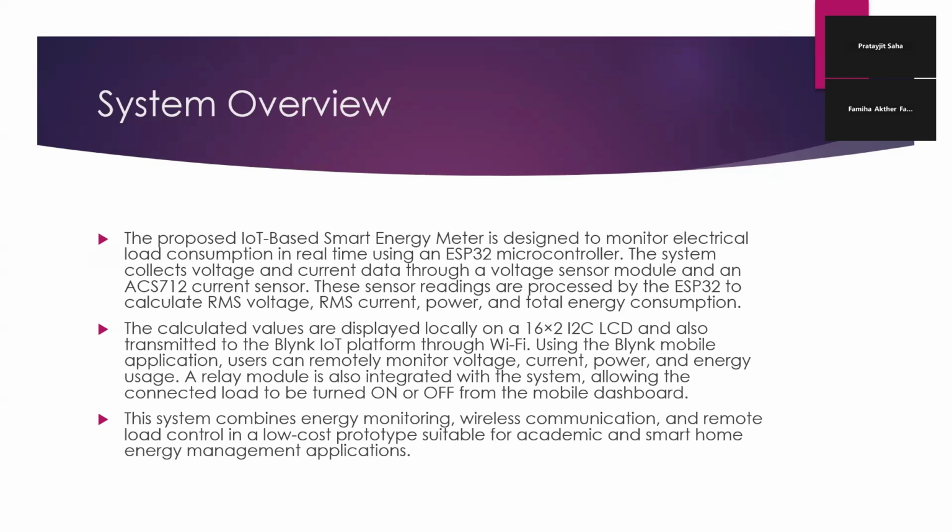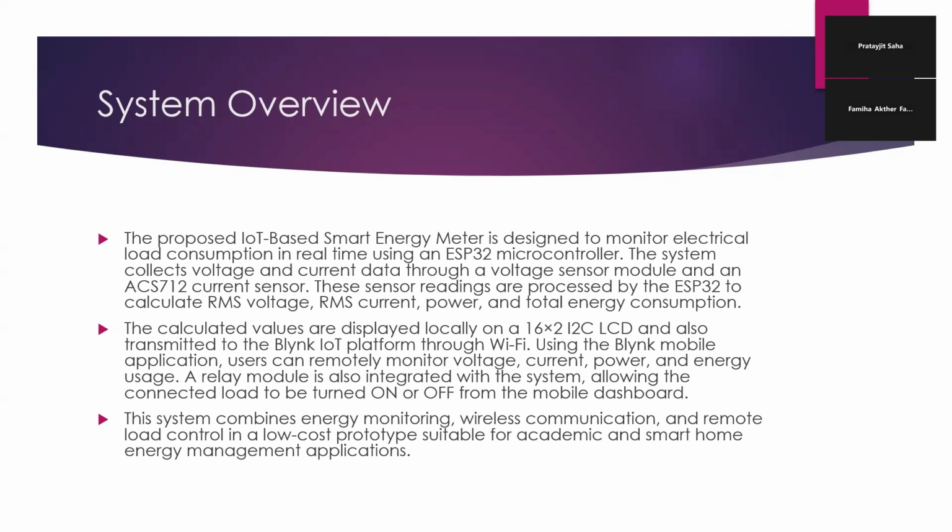It reads sensor data, processes the data, controls the relay, and sends information to the Blink app. The ACS712 current sensor is used to measure load current. It is connected in series with the DC load. So, when current flows through the load, the sensor can detect it.